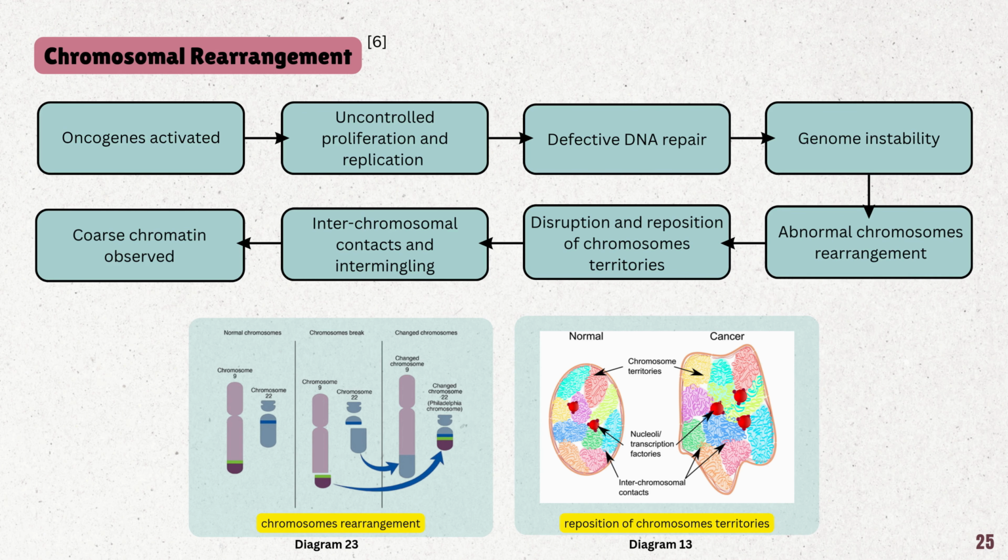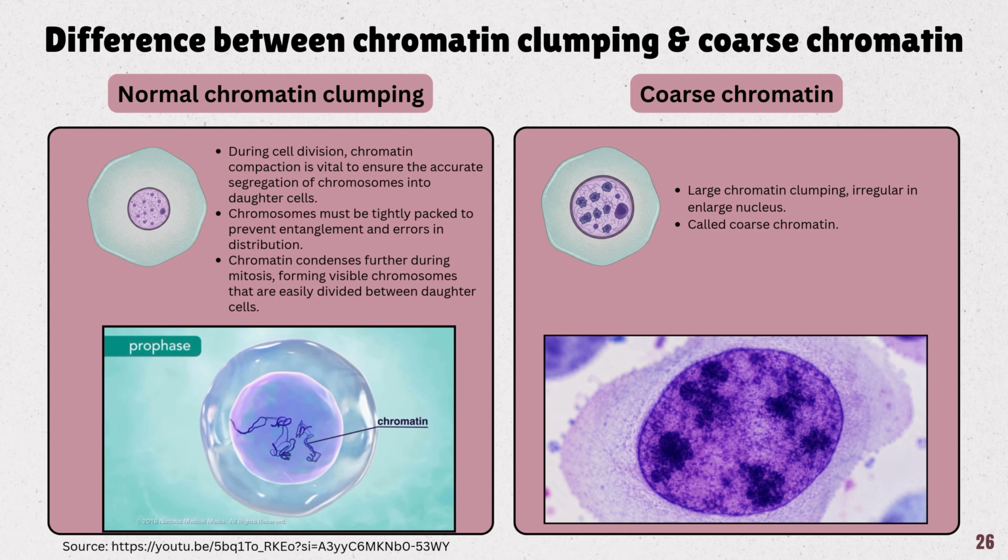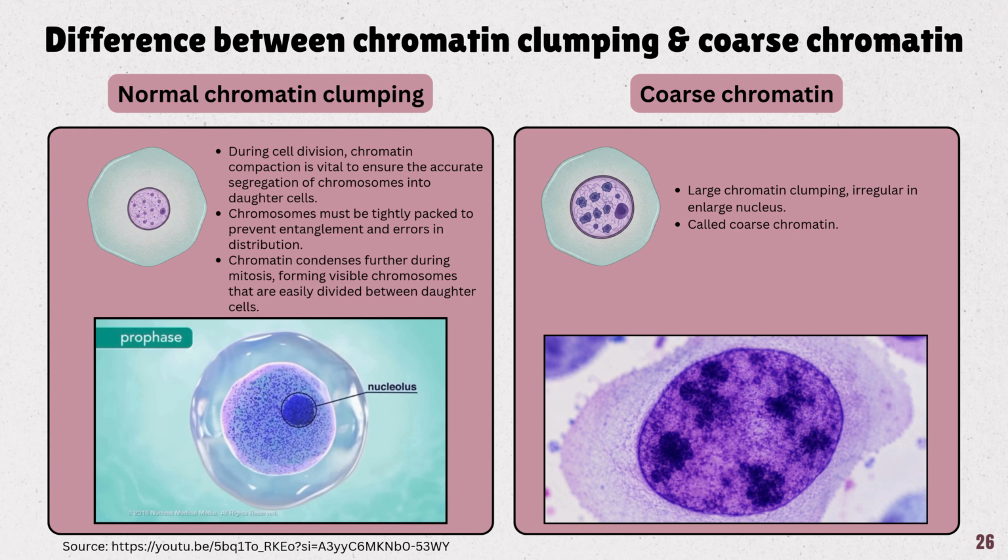So, what's the difference between chromatin clumping and coarse chromatin? In chromatin clumping, during cell division, chromatin compaction is vital to ensure the accurate segregation of chromosomes into daughter cells. Chromosomes must be tightly packed to prevent entanglement and errors in distribution. Chromatin condenses further during mitosis, forming visible chromosomes that are easily divided between daughter cells. In coarse chromatin, chromatin forms large, irregular clumps within an enlarged nucleus. This appearance is known as coarse chromatin.